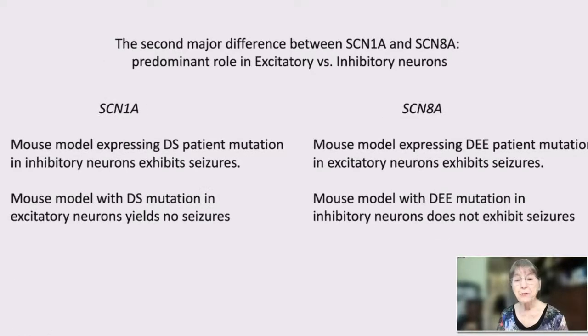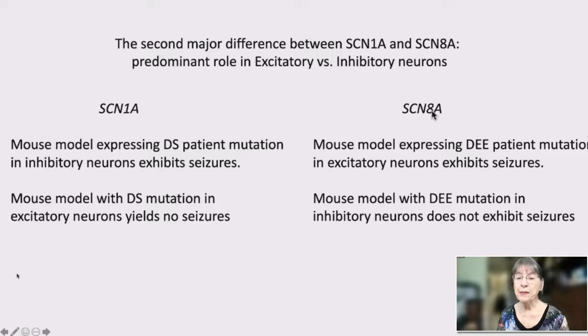The second major difference between these two genes is which neurons they seem to have a predominant role in. And I think the most compelling evidence on this score comes from mouse mutants. For SCN1A, if you have a mouse model that only expresses these patient mutations in inhibitory neurons, this is sufficient to generate seizures. It's a failure of inhibition. Whereas if you make a mouse model and put these mutations into the excitatory neurons, you do not get seizures.